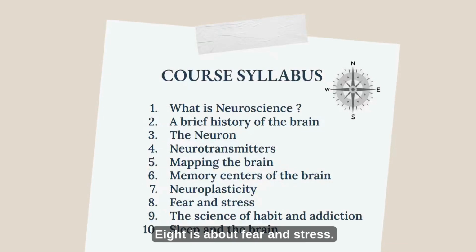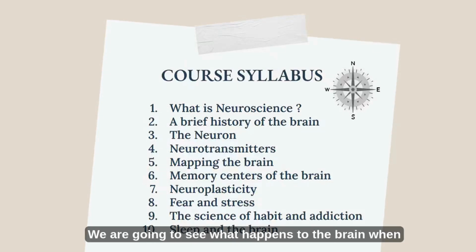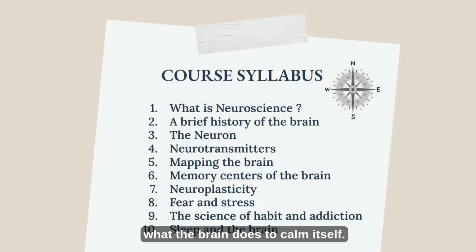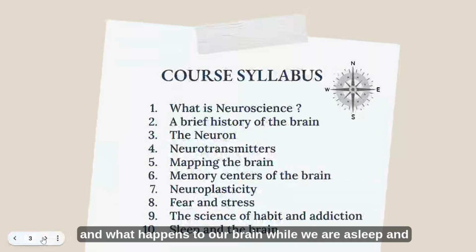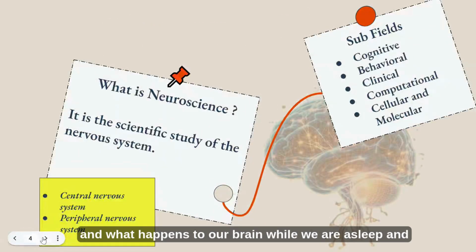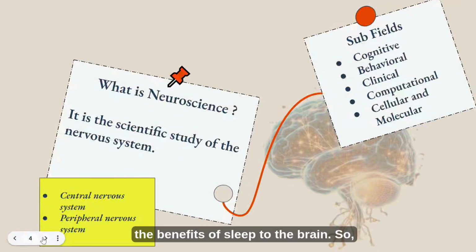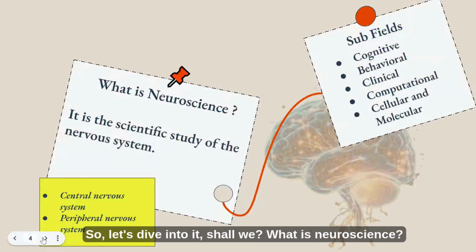Eight is about fear and stress. We are going to see what happens to the brain when we are under stress or when we are scared and what the brain does to calm itself after a stressful situation. Nine and 10 is about behavioral neuroscience. We will see the science behind digital addiction and what happens to our brain while we are asleep and the benefits of sleep to the brain. So let's dive into it, shall we?